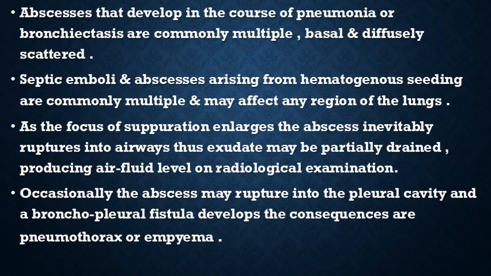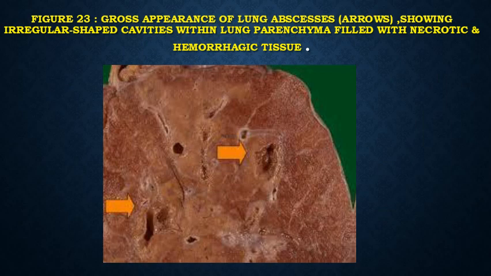Occasionally the abscess may rupture into the pleural cavity, which leads to a fistula, a bronchopleural fistula, and as a consequence empyema or pneumothorax might develop. This is a gross appearance of the abscess showing an irregular shaped cavity within the lung parenchyma filled with necrotic hemorrhagic tissue. This is also an abscess formation. This is multiple abscess formation: cavities within the lung parenchyma filled with necrotic tissue.